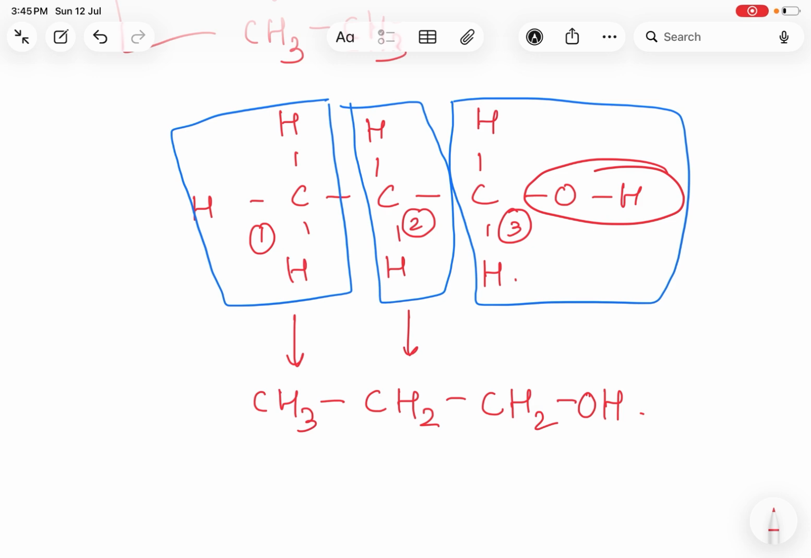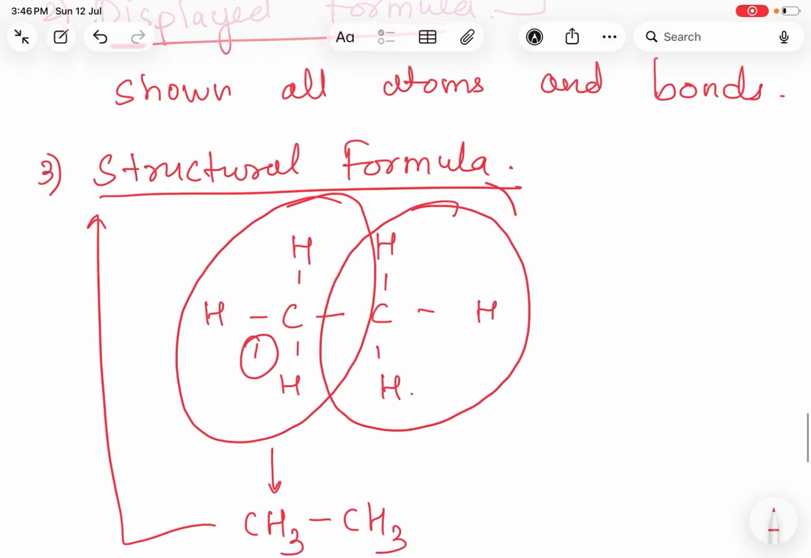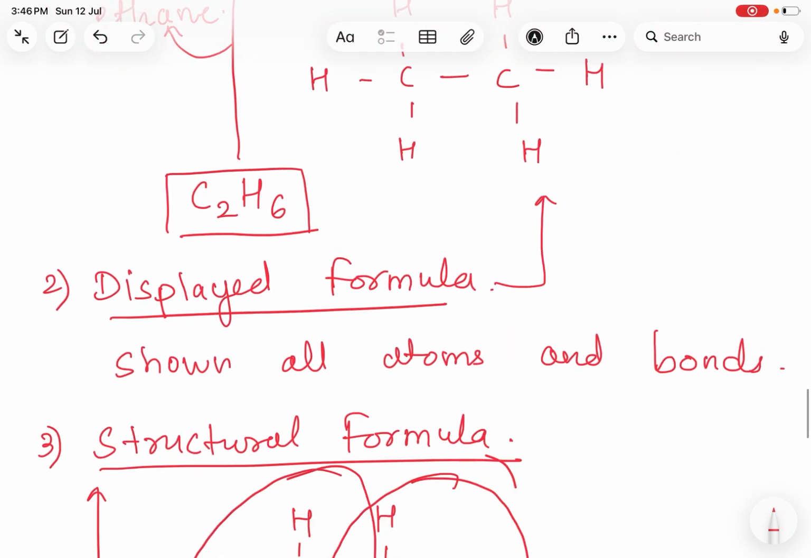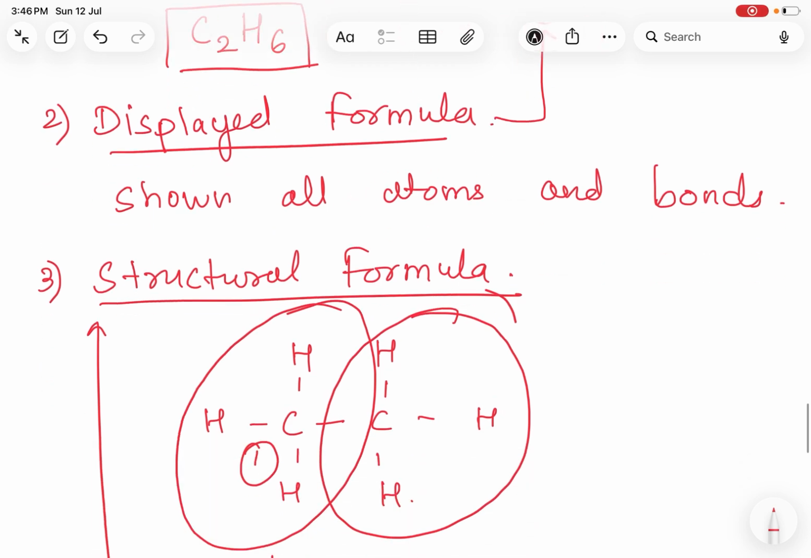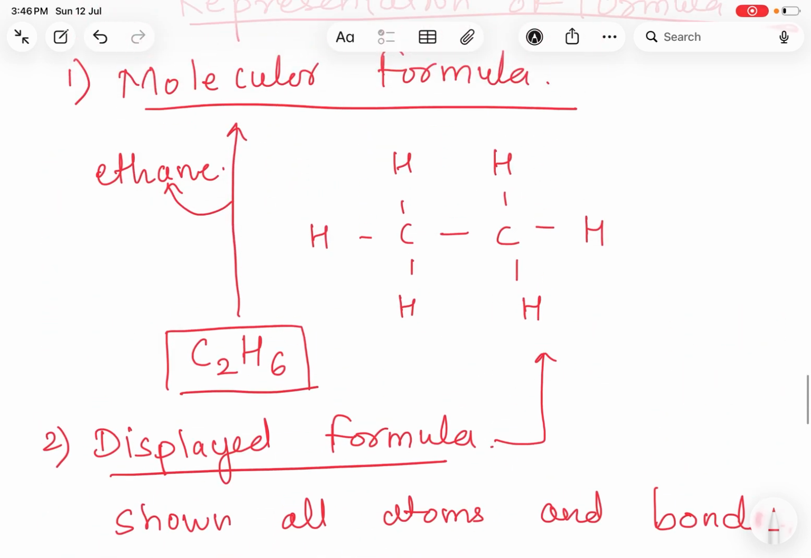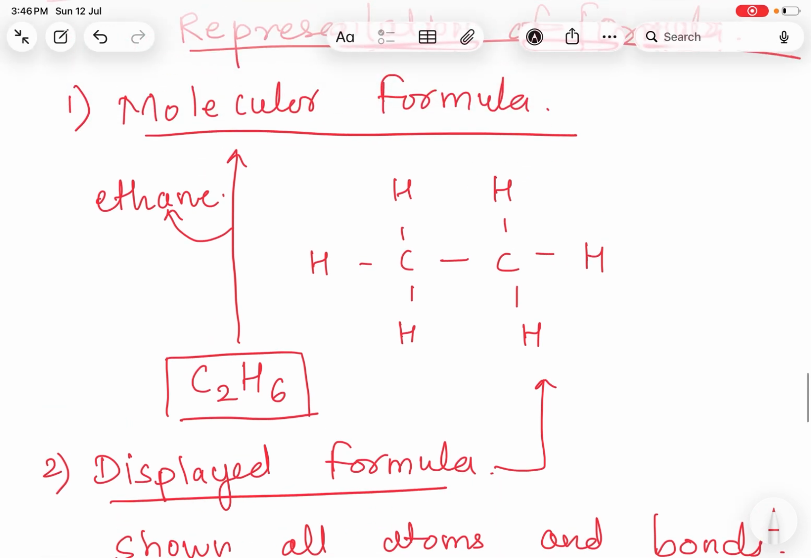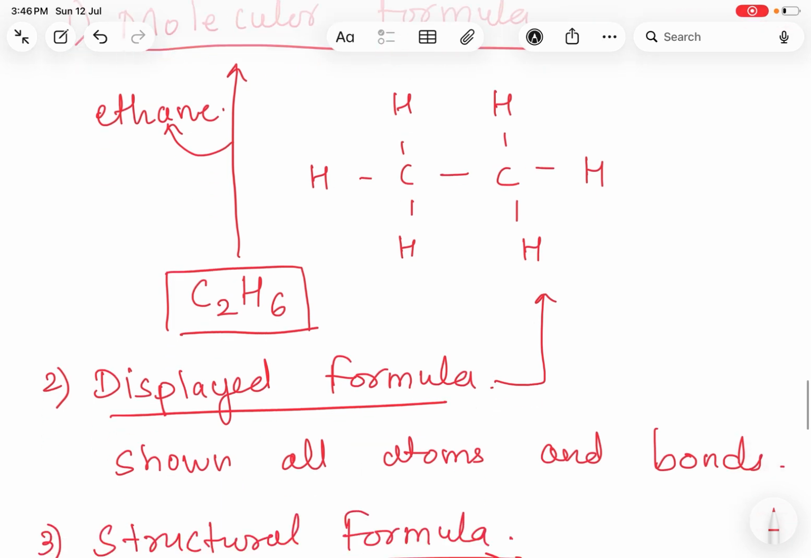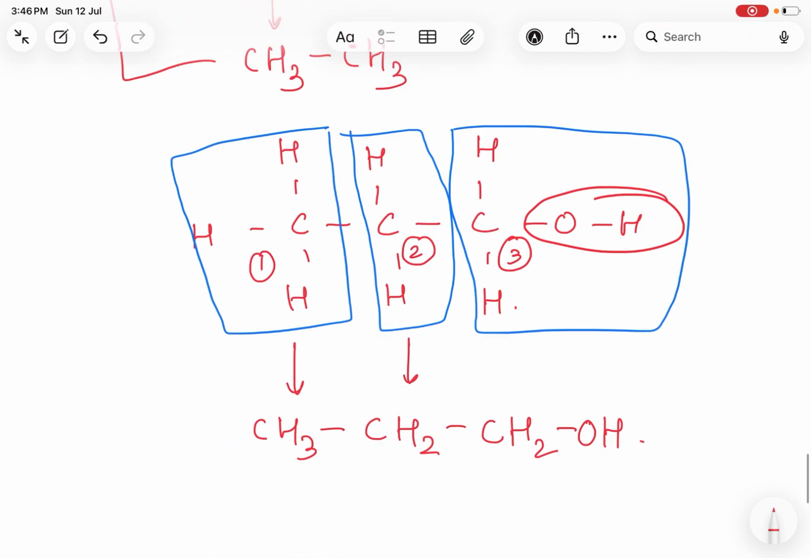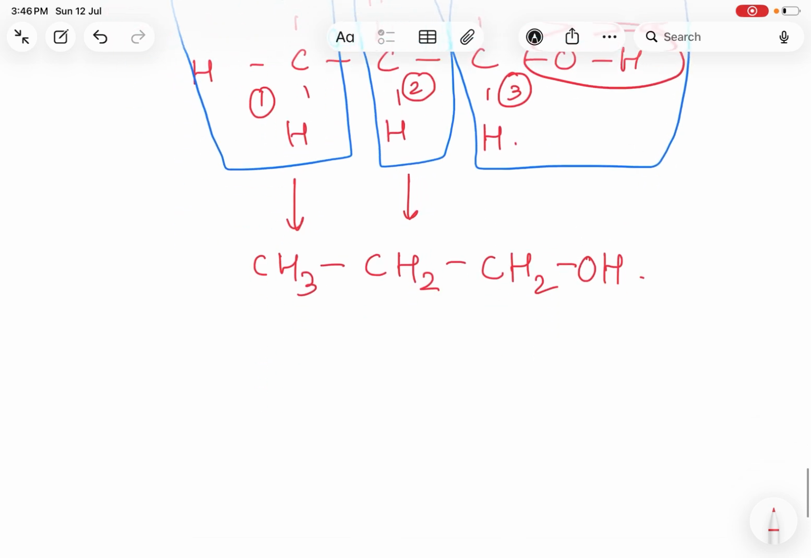So this is how all the organic compounds can be represented in a molecular formula, displayed formula, and structural formula. From the exam point of view, the molecular formula and displayed formula are important. That has been asked many times in questions, drawing the structure of any named compound, especially the displayed formula. Structural formula is also asked, but majority of the times it is either the molecular formula or the displayed formula. So this is all about the representation of formulas.